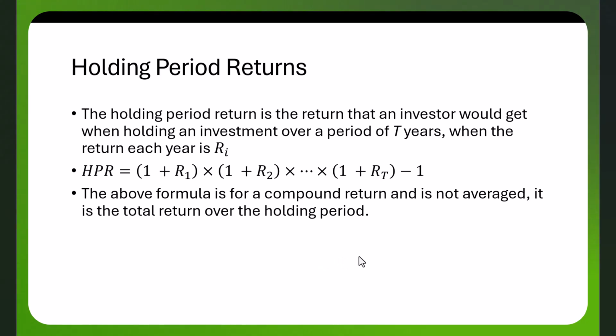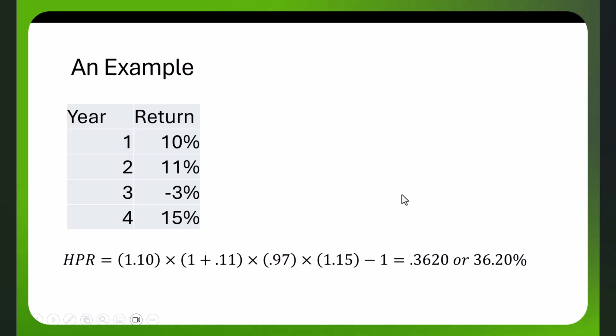So let's take a look at an example. So suppose you get 10% in the first year, 11% in the second year, minus 3% in the third, and then 15% in the fourth year. Then the formula is 1.10 times 1.11. We're just adding 1 to all of these. 1 plus negative 0.03 is 0.97, and then times 1.15, and we subtract 1. So it's 0.3620, or 36.2%.